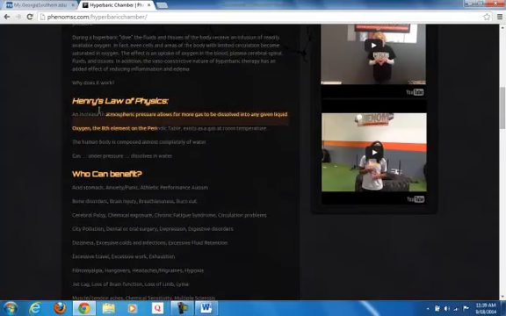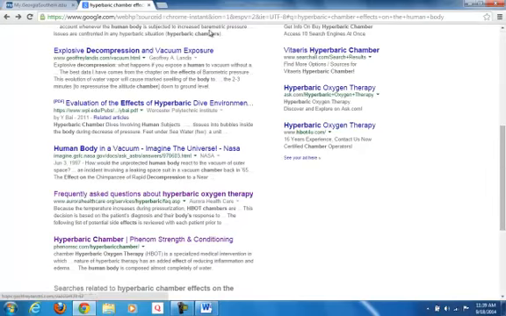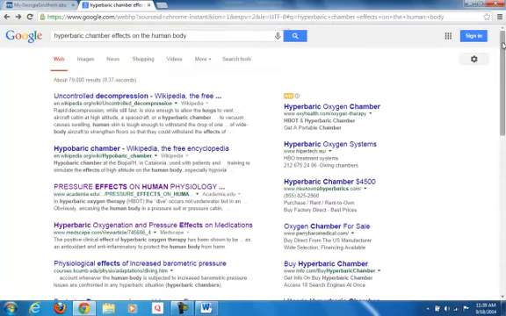So I'm going to just remember Henry's law of physics, and I think I'm going to back up and actually Google Henry's law of physics and see if it is a real law and if it does have any bearing on the hyperbaric chamber.